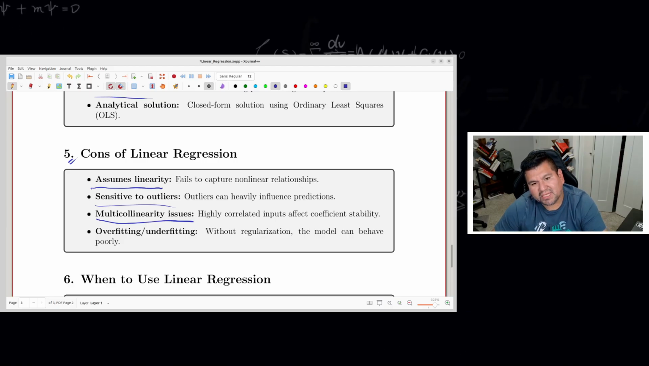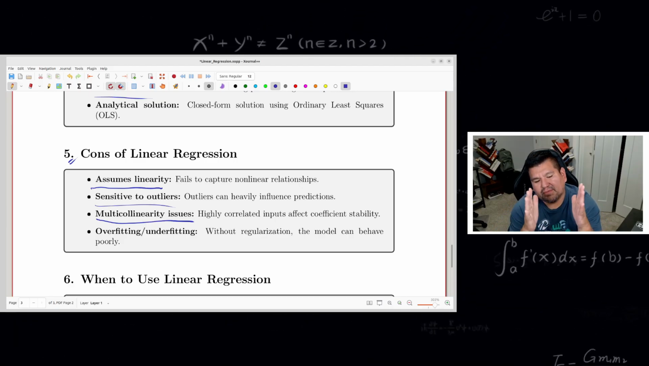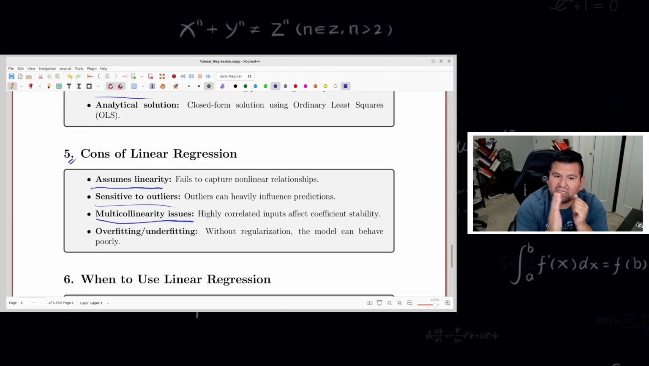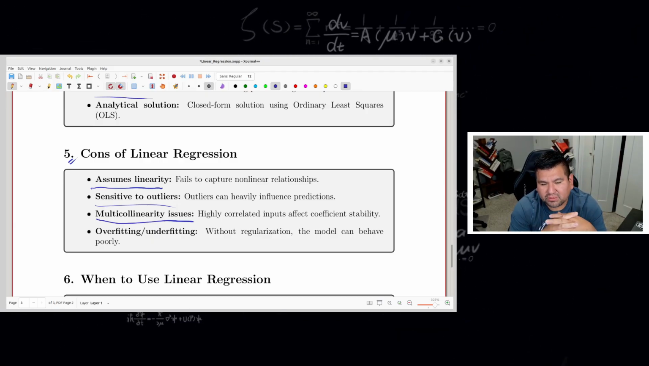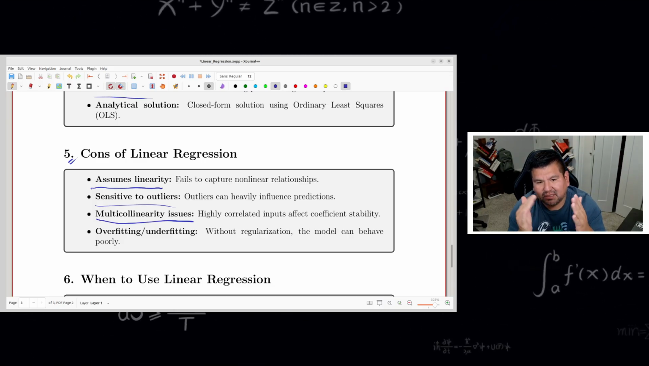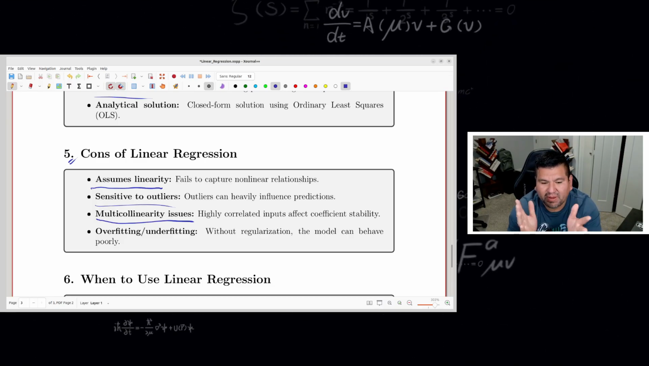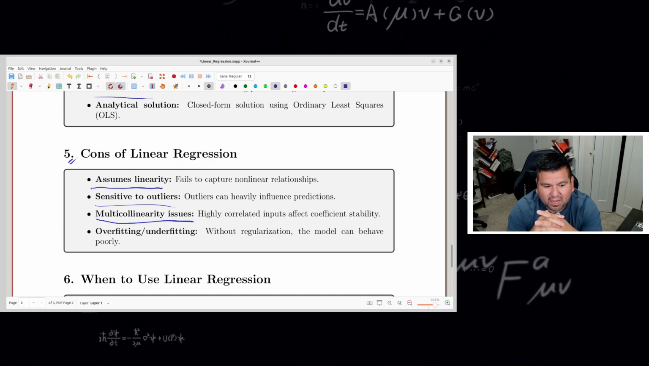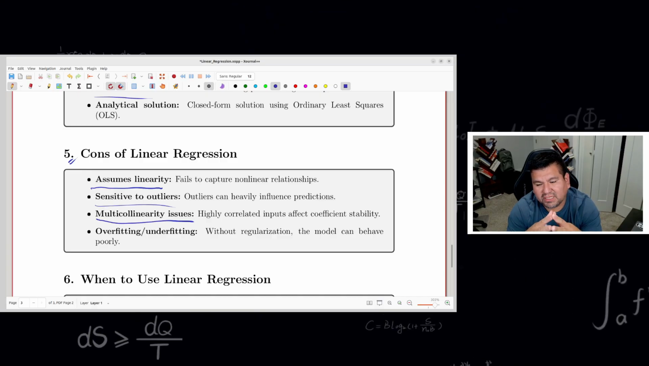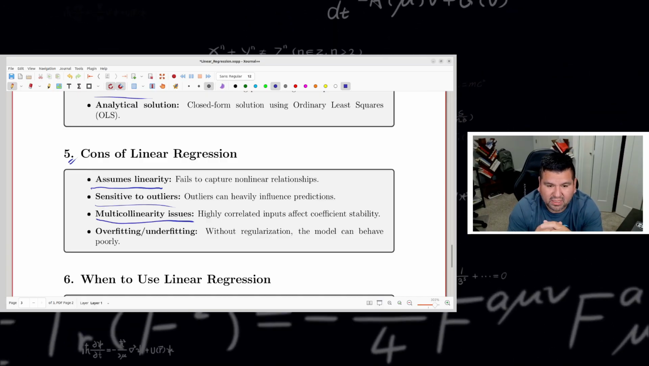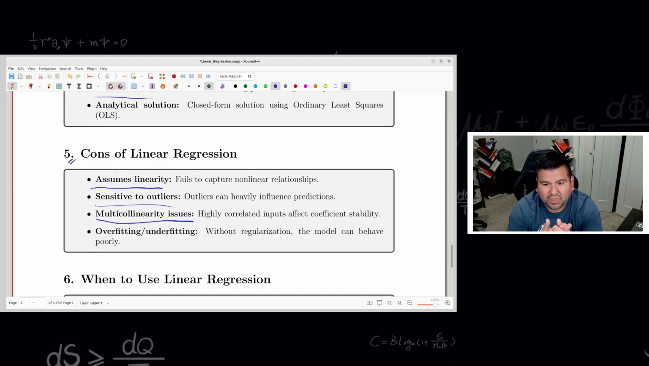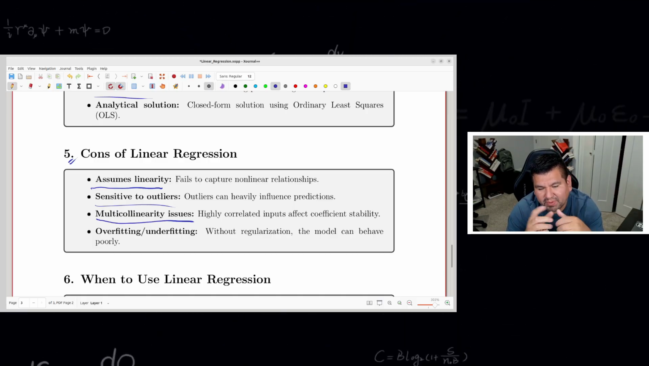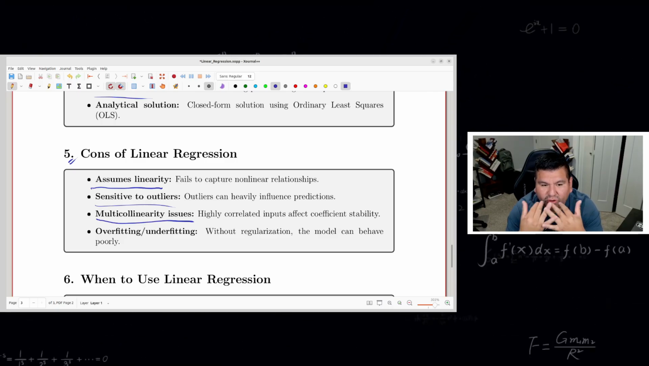Multicollinearity issues. So that has to do with when you're building a linear regression model in particular, and you have a bunch of input variables. There is a chance that some of those input variables are going to be highly correlated with each other. And when that happens, the results that you get out of the parameter estimation are going to be unstable. Okay, so those estimated values for the betas are not going to be reliable.